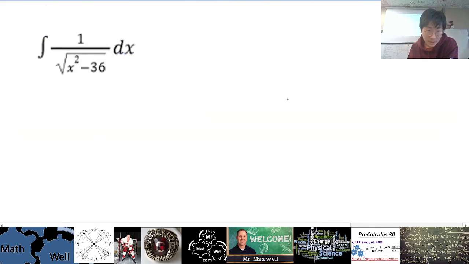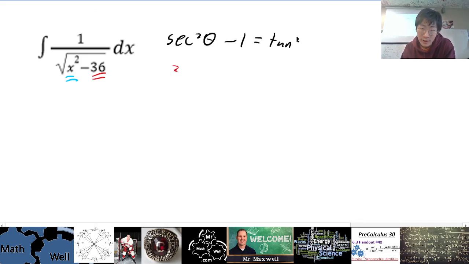Anyway, so now we have the integral of 1 over root x squared minus 36. Now, let's remember our thing about the forms. We've got a squared variable minus a squared constant, because 36 is simply equal to 6 squared. Okay, cool. That means, well, what if we just remember the secant identity? We have secant squared theta minus 1 equals tan squared theta, right? We've got the same setup. We got variable minus constant. Okay, so that tells us that this is the right substitution to make.